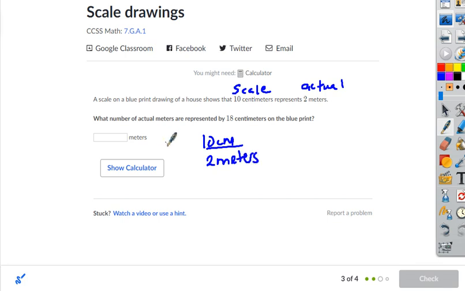And again, this is my scale. And here's my actual. And so that should be equal to, it says what number of actual meters are represented. So if I'm looking for the number of actual meters, then I obviously wouldn't know the actual numbers. So I'm going to put the X in the meters area. And it says represented by 18 centimeters on the blueprint. So since 18 centimeters is from the scale or from the blueprint, then that's going to be 18 centimeters here.